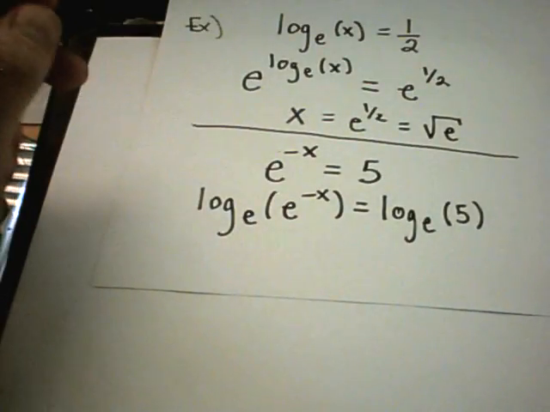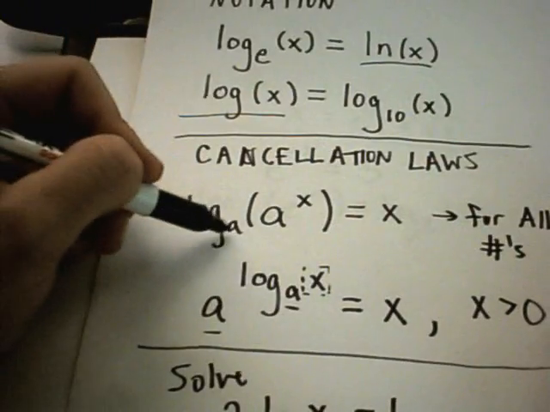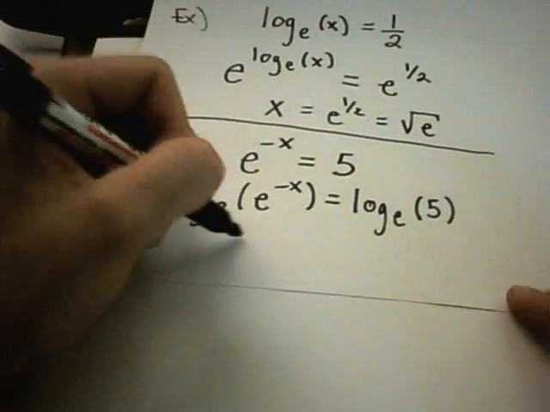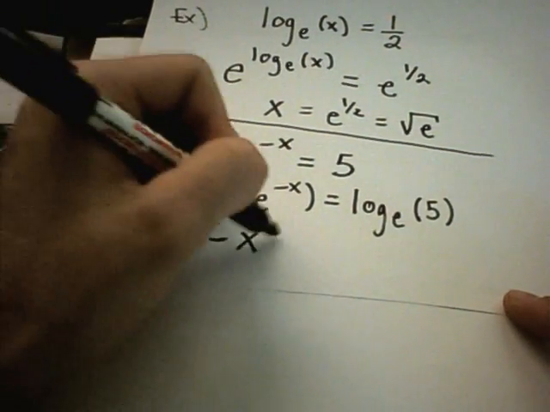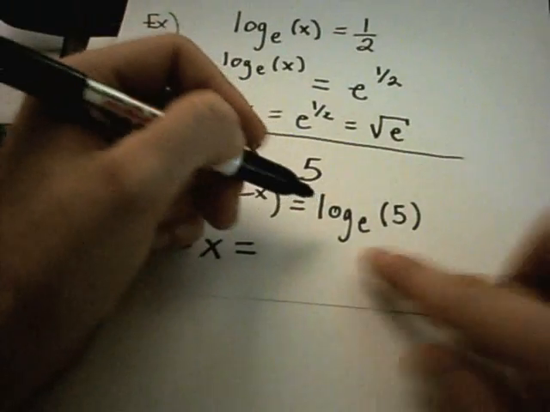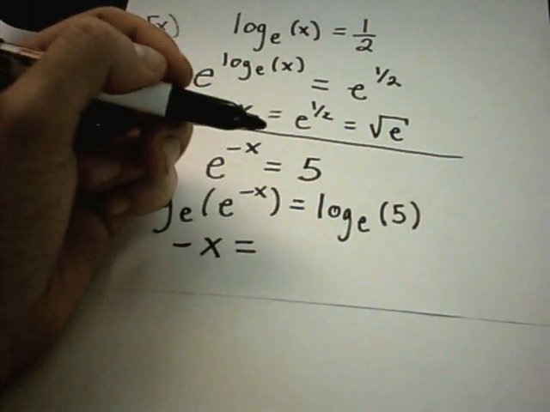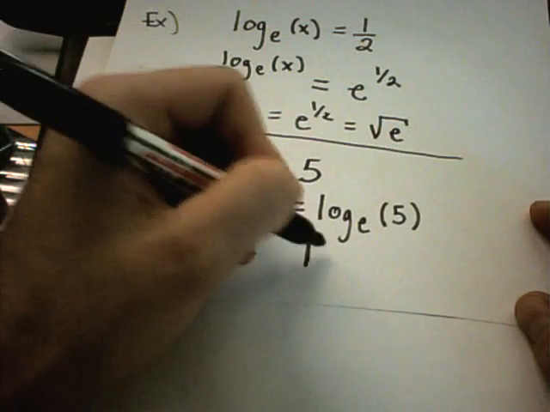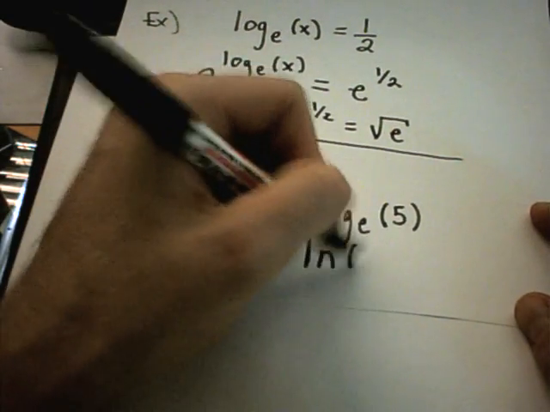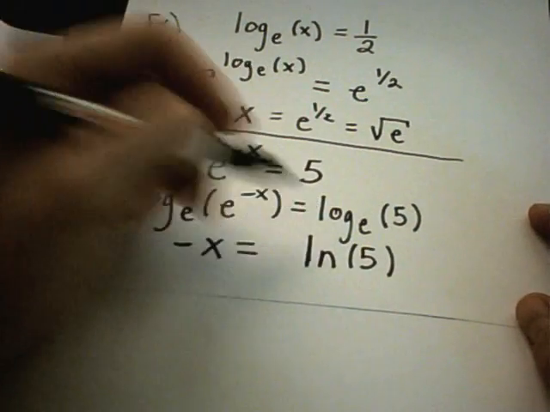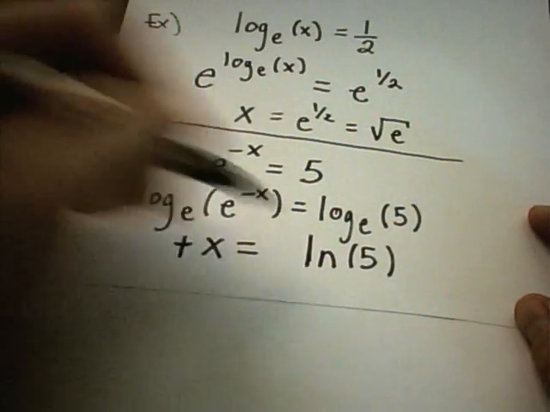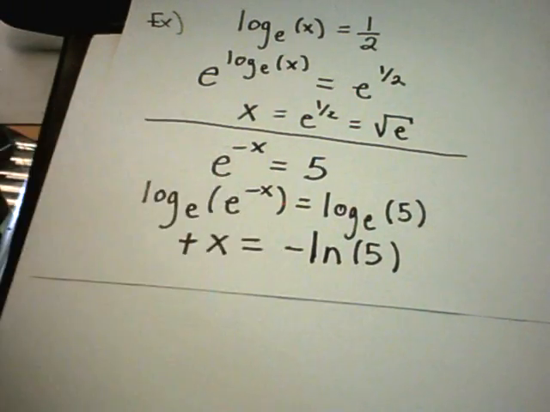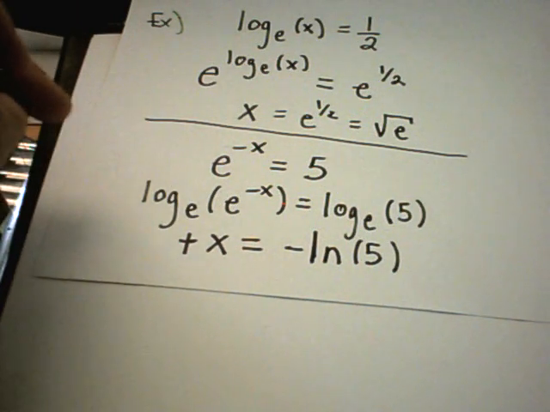And again, if I refer back to my cancellation laws, if these bases match up, they cancel out. So I'm just going to be left with negative x on the left side. Well, log base e of 5, that's some number, and without a calculator I just don't know it. I'm going to rewrite log base e as natural logarithm. Remember, these are equivalent notations. And if I multiply both sides by a negative, I'll get simply that x equals negative ln of 5. And that'll be my answer.